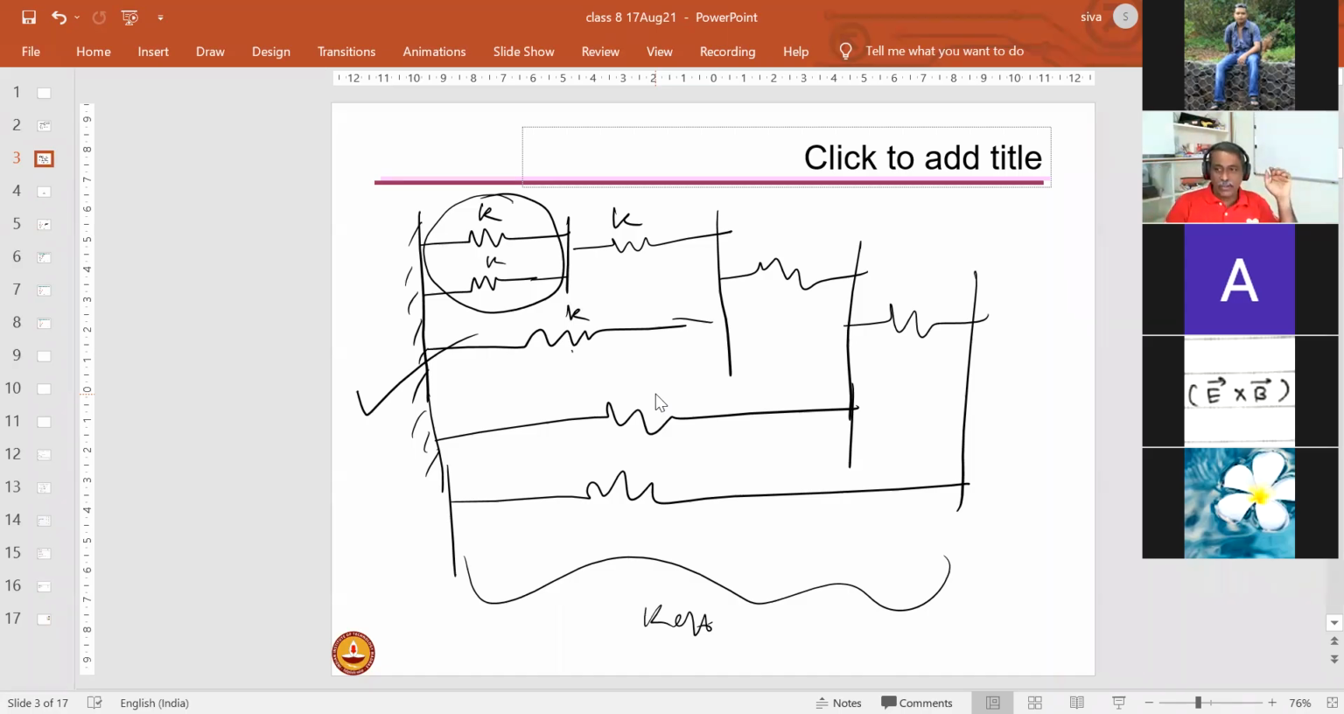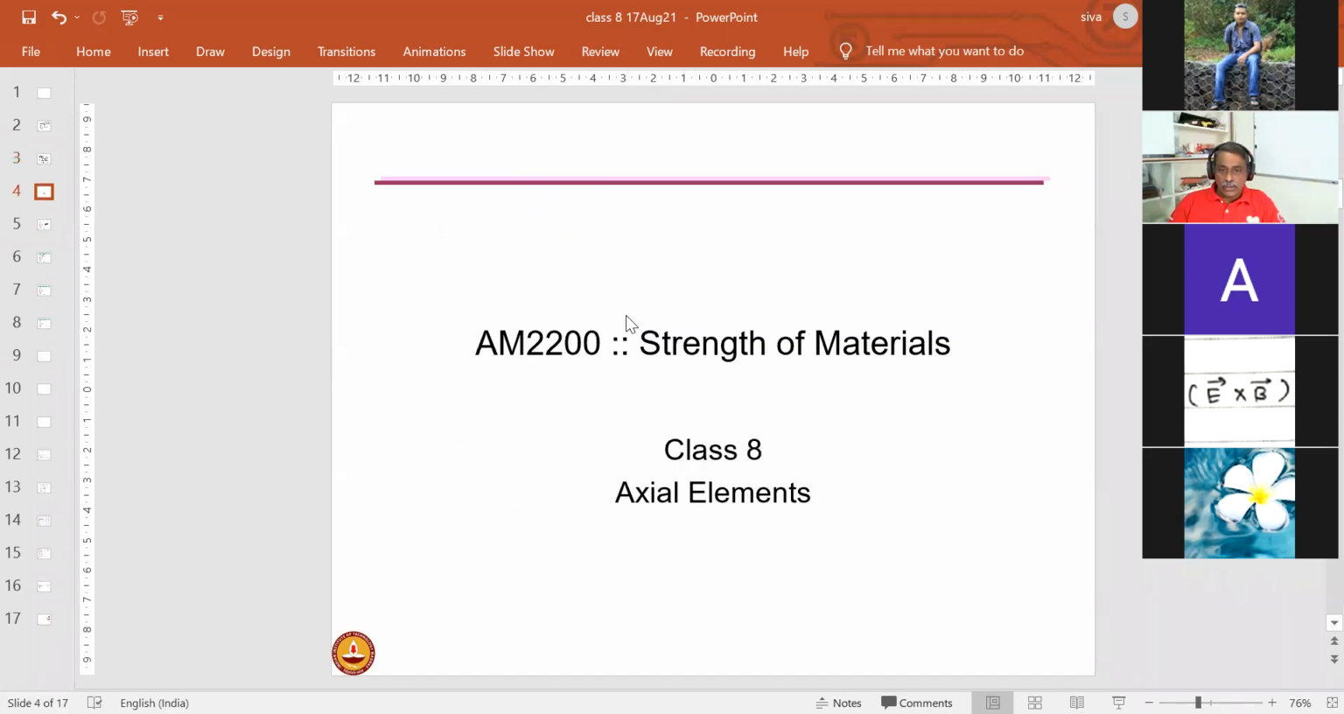There are various ways by which you can combine the springs to get an effective stiffness. Whatever stiffness it is, if I have to use a spring of K and I need to get some K effective stiffness, then I can go about having different combinations and finally get whatever the result is. Fantastic, no problem.